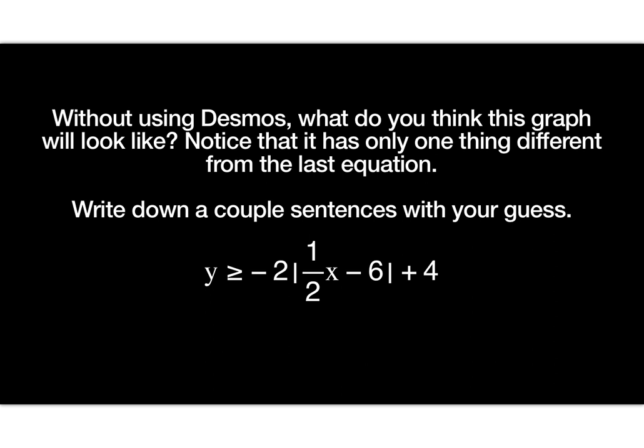Notice I did not say go and do it in Desmos. So now I want you to say, okay, this is the exact same as the other one, but the one thing that's different, instead of equals, is now greater than or equal to. What effect does that have? Again, writing down a couple sentences with your guess. Now, if you did graph the last one, you'll know what it did look like. So now you can think, all right, well, what is this going to be?